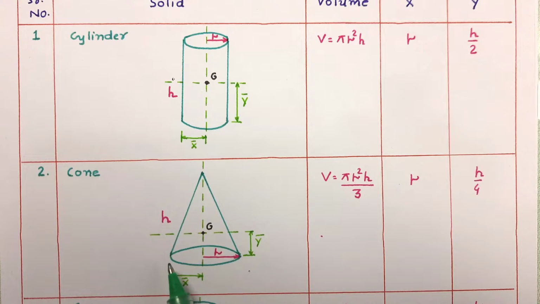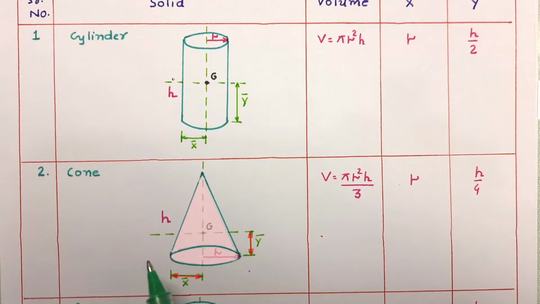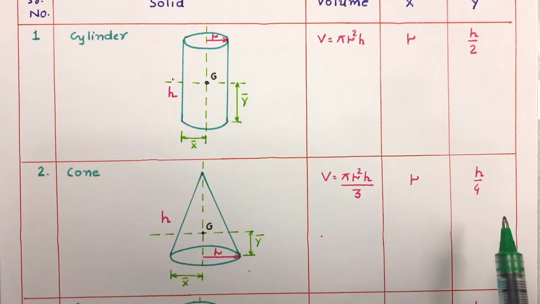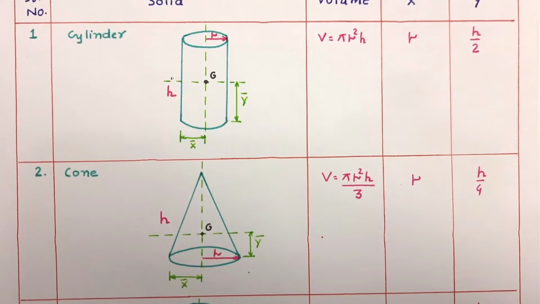X bar distance, that is equal to radius of cone, that is r, and centroidal distance in y direction will be equal to fourth part of its height. So it will be equal to h by 4. So in case of cone, volume is pi r square h by 3, x bar distance is radius r, and y bar distance, that is fourth of its height, that is h by 4. Now let us move to the next shape.